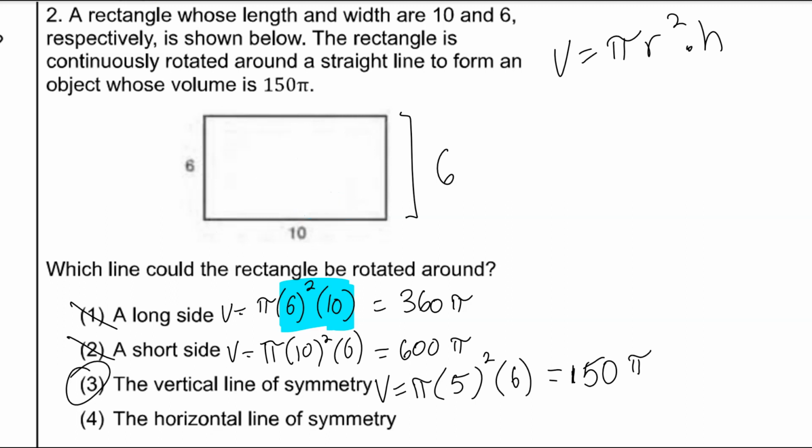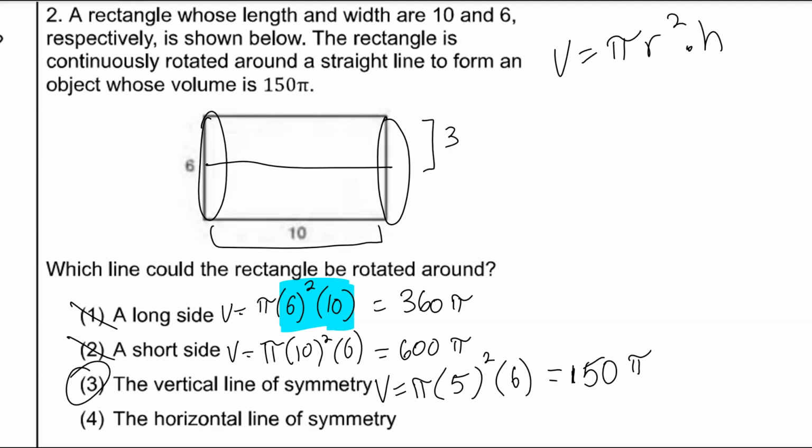If I try it, just for argument's sake, for the horizontal line of symmetry, and spin it around there to create that cylinder, the radius would be 3 and the height would be 10. So when I plug into that formula, my radius 3 squared times the height of 10 would get me 90 pi of volume. So really this is just trial and error to figure out which one would get me 150 pi of volume.